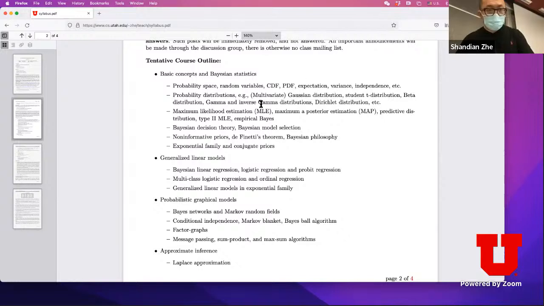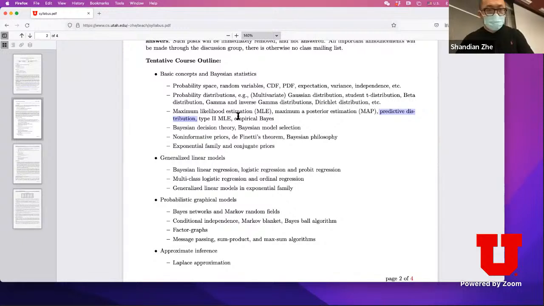Then we'll talk about several principles in Bayesian learning, like maximum likelihood estimation, MLE, and maximum a posteriori estimation, MAP. The first two, MAP and MLE, I believe everyone has heard of. But in Bayesian learning, or in probabilistic learning, we actually care more about the predictive distribution. So we'll talk about what the predictive distribution is.